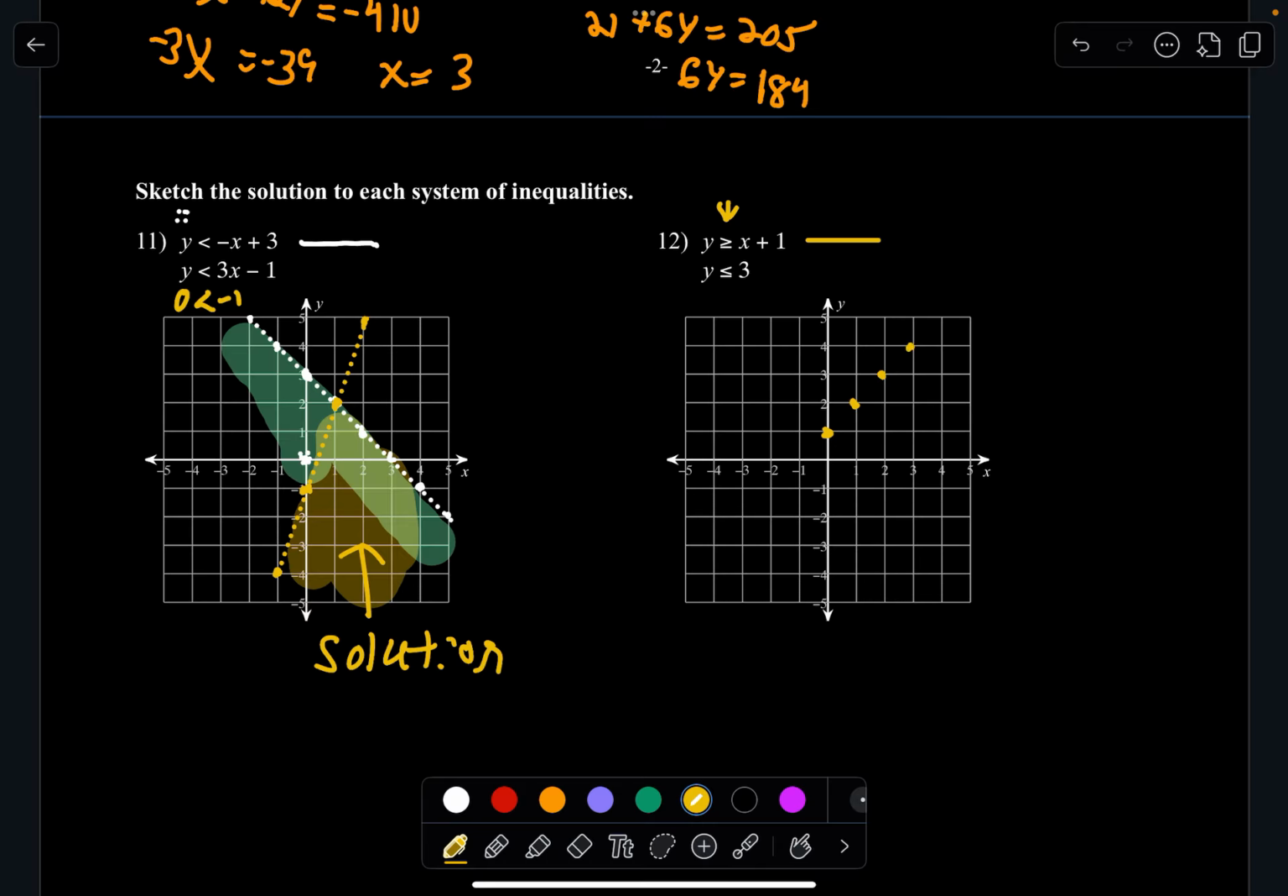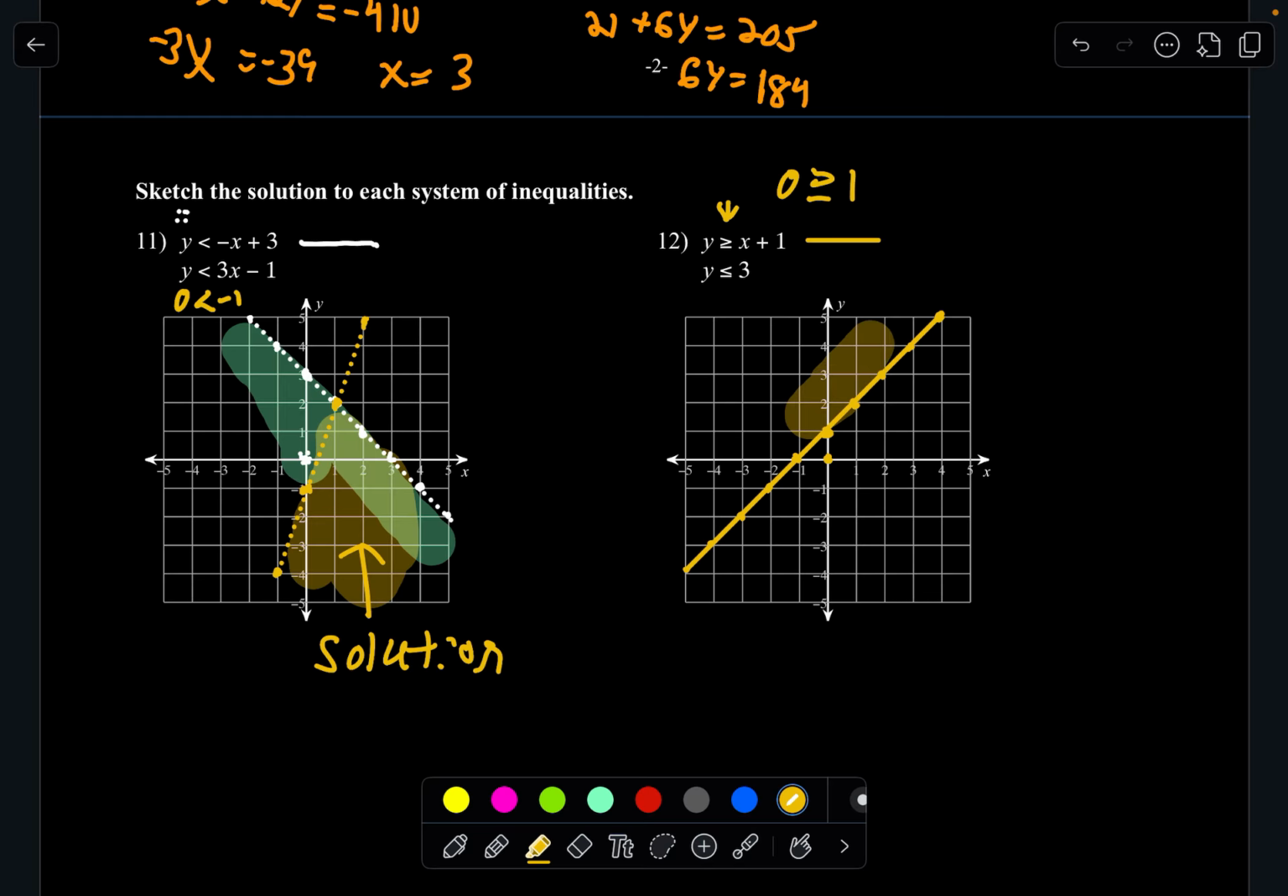Okay. And we have this. All right. And then we connect it with a line. And it's a solid line because it's or equal to. All right. Now we decide which side to shade. So I'll choose a point. I choose 0, 0. And so is 0 greater than or equal to 1? And that's easy. That's a big heck to the nah. So that means we shade the other side, and so our shading will be up here.